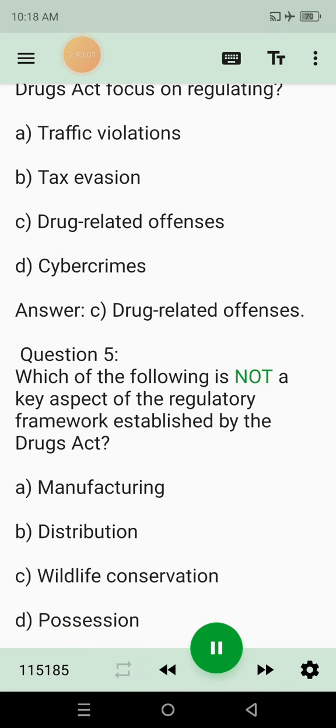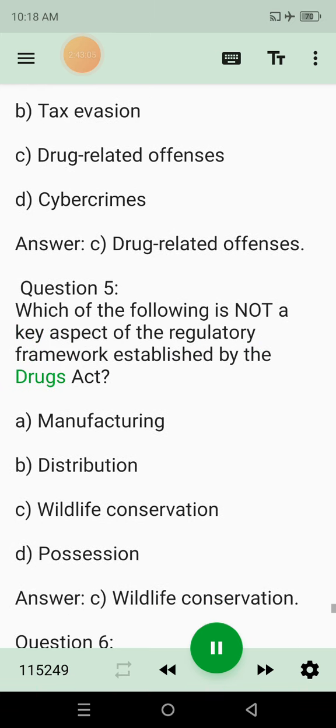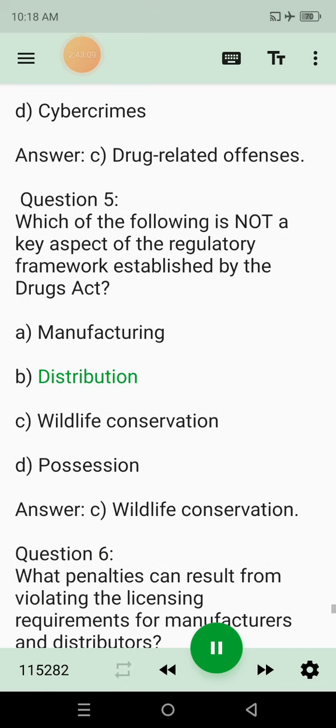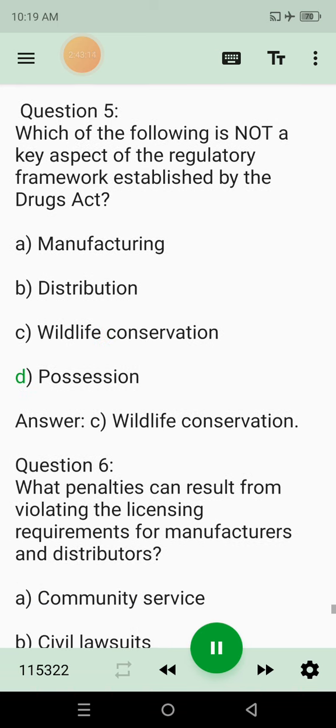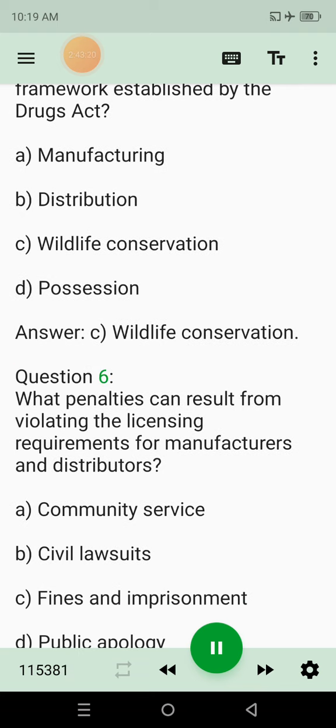Question 5. Which of the following is not a key aspect of the regulatory framework established by the Drugs Act? A. Manufacturing. B. Distribution. C. Wildlife conservation. D. Possession. Answer. C. Wildlife conservation.